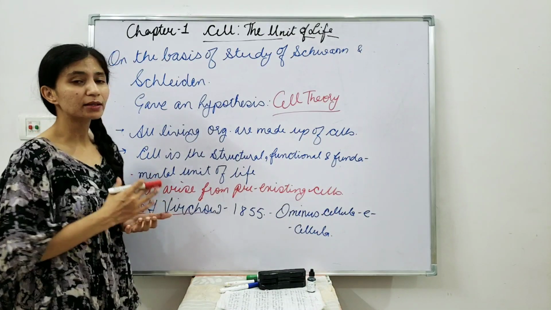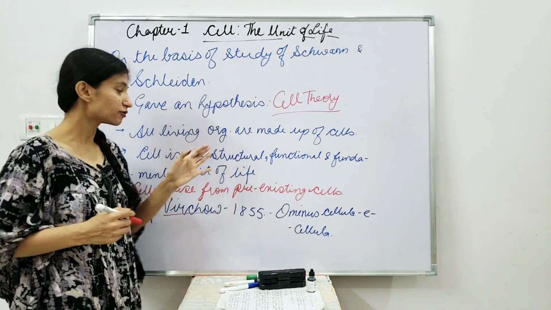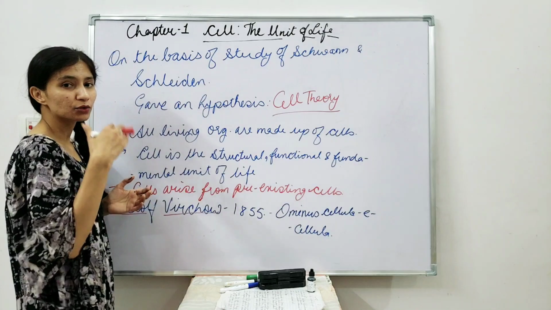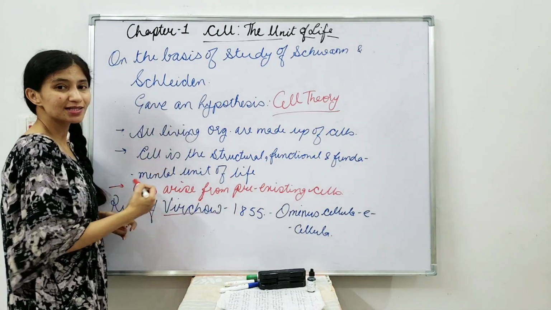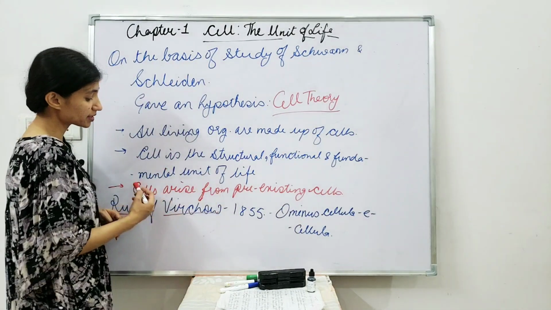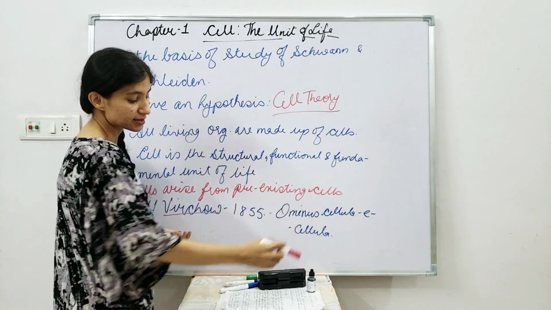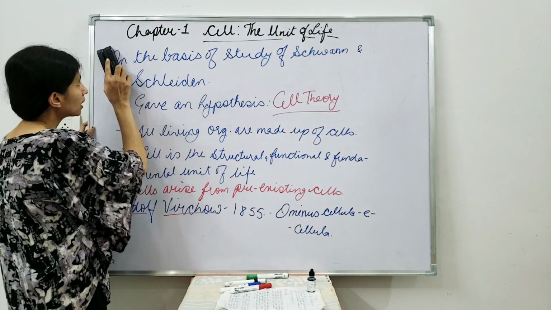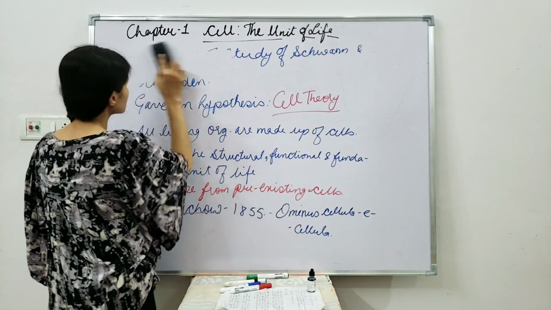Okay, that laid the basis of where cells come from, and this is how the whole cell theory got completed, and it got its last hypothesis, that cells arise from pre-existing cells. Okay. So this is all about the cell theory that we have just discussed.